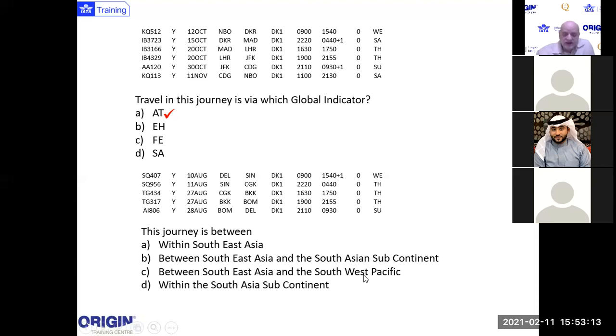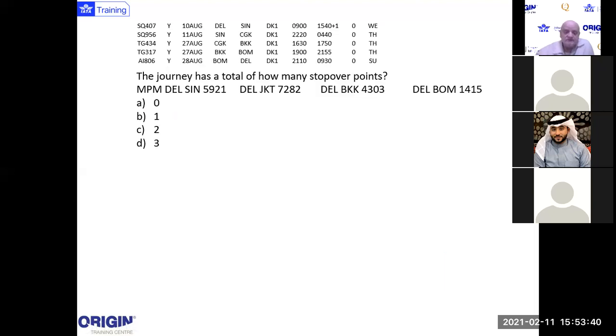Southeast Asia, Southwest Pacific. No. Where's the Southwest Pacific? What part of the world's that in? Australia and New Zealand, yes. And then within South Asian subcontinent. No, we're back to B. Okay. So all of these you're getting quite fast.